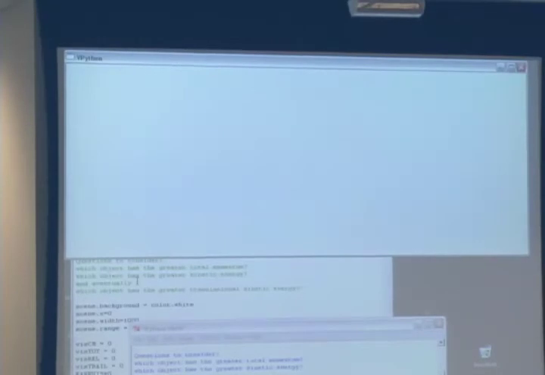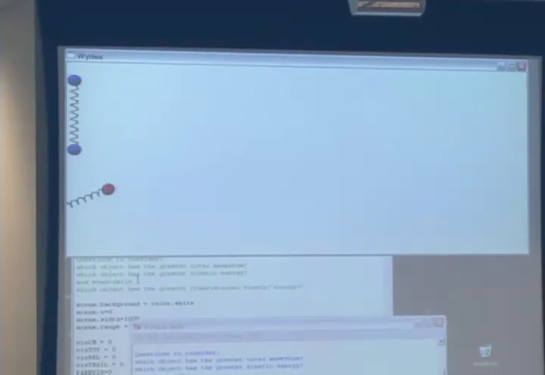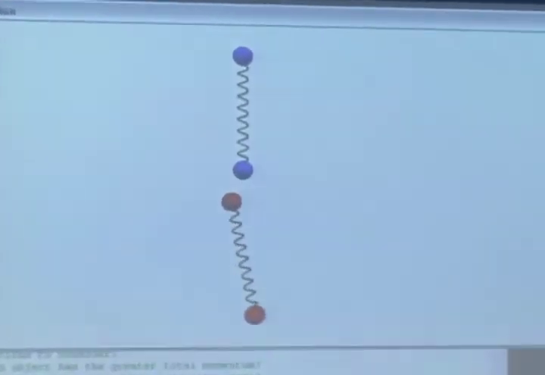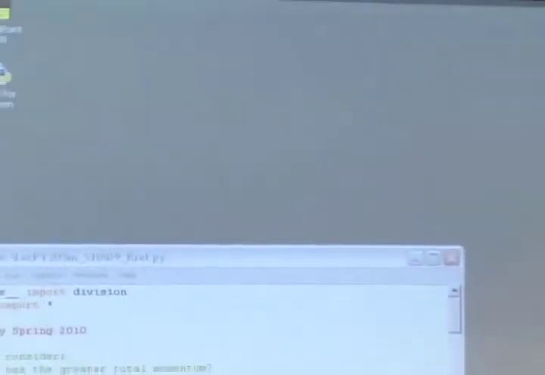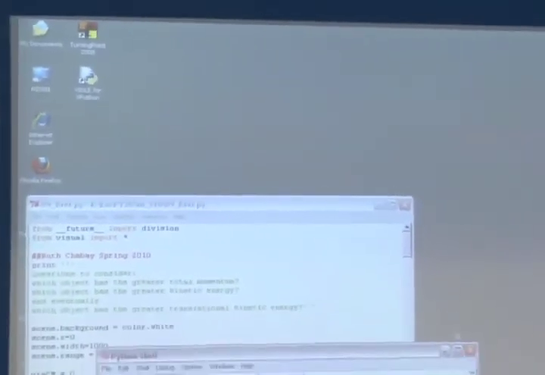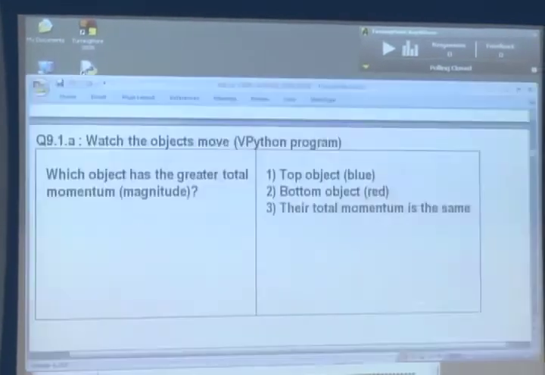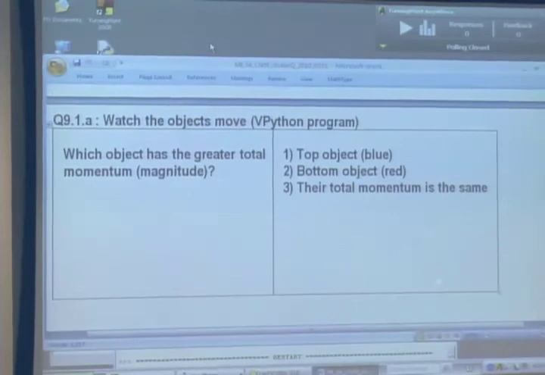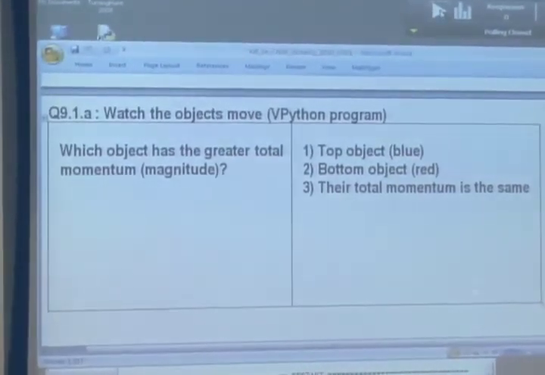Okay, and in this space things wrap around, so it should reappear. It's called periodic boundary conditions. Okay, so here's the question we want to answer about this situation: which of the objects had the greater total momentum? The top object, which was the blue one, or the bottom object, which was the red one, or did they have the same total momentum?